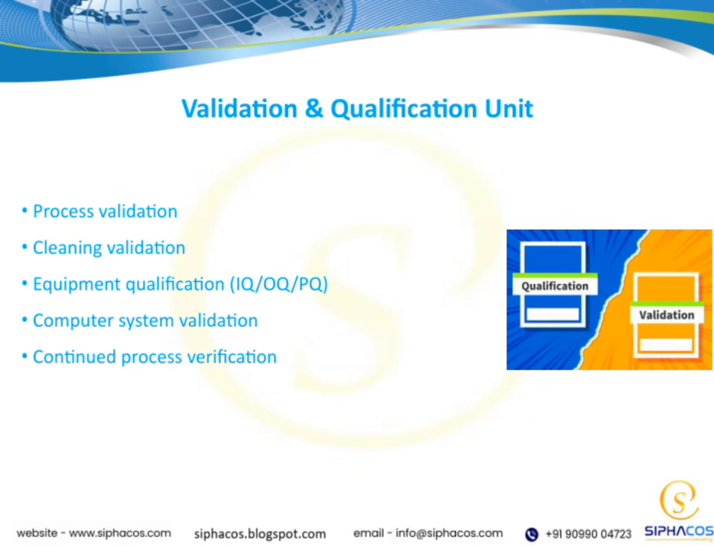Now, let's talk about the different types of validation and qualification that are essential for ensuring quality and compliance in our processes. First, we have process validation, which confirms that our manufacturing processes consistently produce a product meeting all quality standards. It's about making sure the process is reliable and repeatable over time.